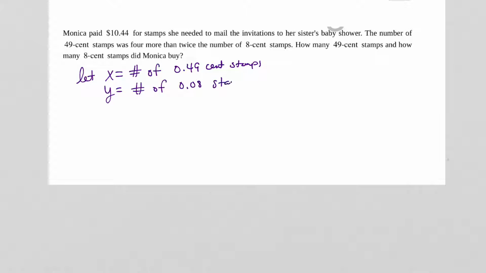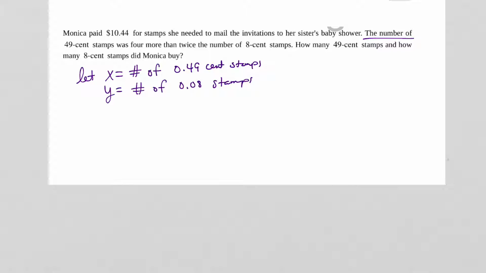All right, last problem. So it says here that Monica paid $10.44 for stamps she needed to mail the invitations to her sister's baby shower. The number of 49-cent stamps was 4 more than twice the number of 8-cent stamps. How many 49-cent stamps and how many 8-cent stamps did Monica buy? So the two things we're dealing with: let x equal the number of 49-cent stamps, and I'm going to let y equal the number of 8-cent stamps.